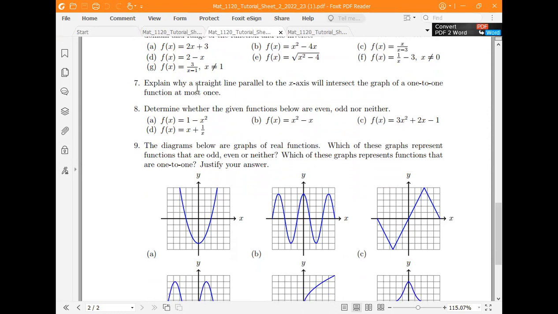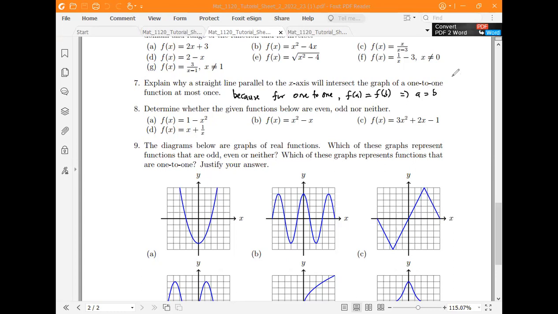Maybe you may want to explain why a straight line parallel to the x-axis will intersect the graph of a one-to-one function at most once. So if they say explain why, they just ask you to define what it means to be one-to-one. The answer will be: because for one-to-one, f of A equal to f of B implies A is equal to B. It explains why a line cannot touch twice.